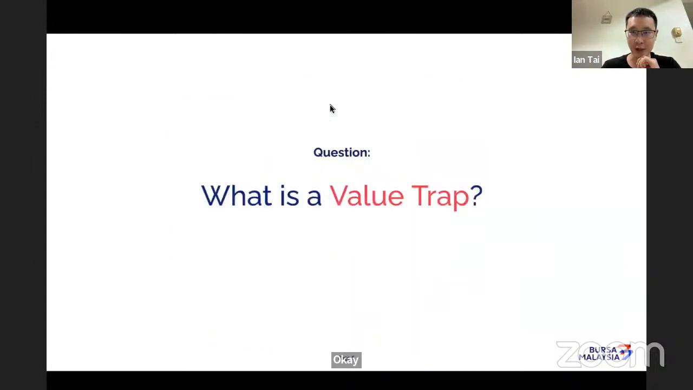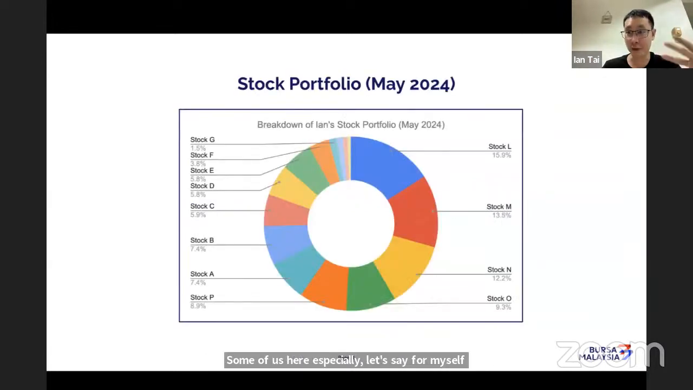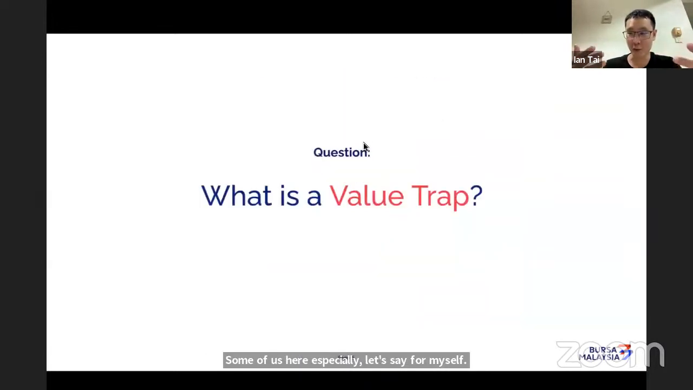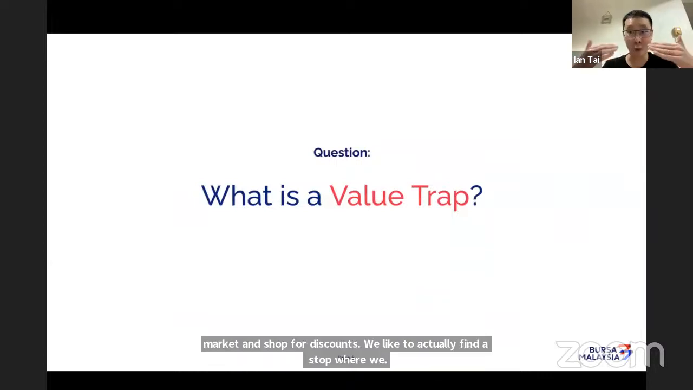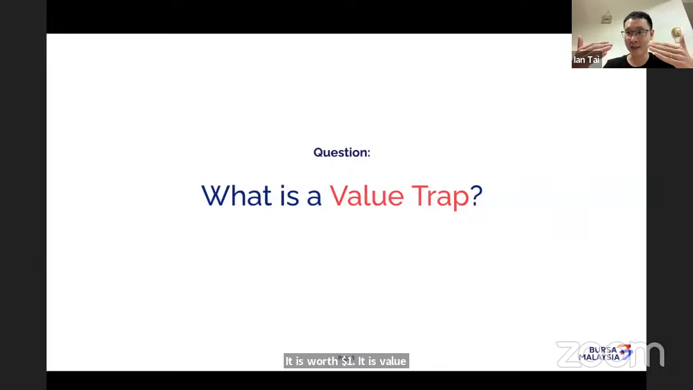Now, today we are going to talk about what exactly a value trap is. Just now Shane talked a little bit about it, whereby some of us, especially myself beginning to build my portfolio as a value investor, like a bargain. We like to go to the stock market and shop for discounts. We like to find a stock that we believe is worth $1, is valued at $1, and the stock market somehow offers us this wonderful stock at, let's say, 80 cents, 70 cents, 50 cents, and so on and so forth.